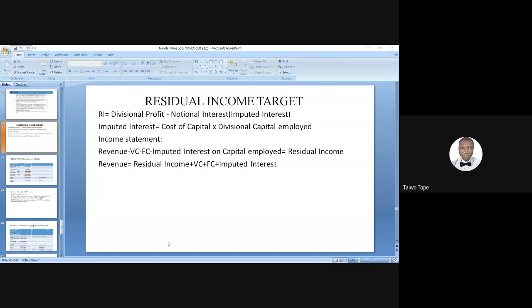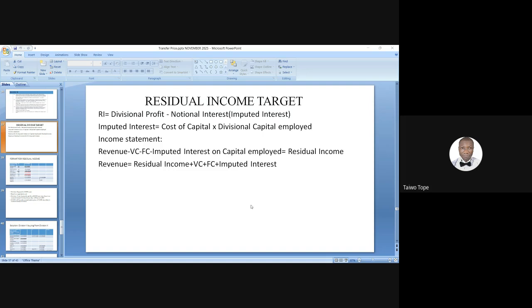Now, when we talk about residual income, in a question, you can be asked to determine transfer price based on residual income. When you are asked to do that, you must do what we call walk back for you to determine your residual income. So we've established that residual income is divisional profits less notional interest or imputed interest. And for you to get imputed interest, as you can see on the slide, it is your cost of capital multiplied by your divisional capital employed.